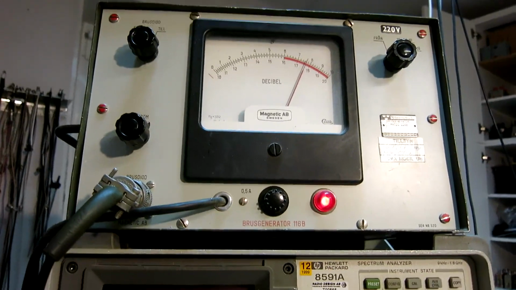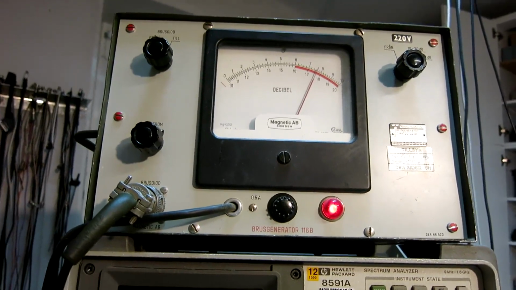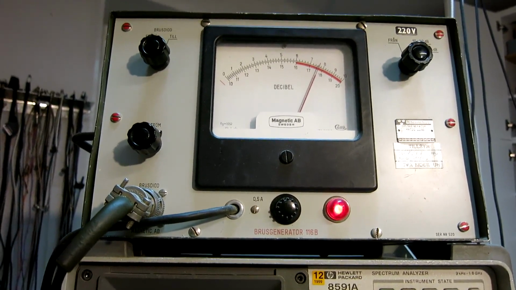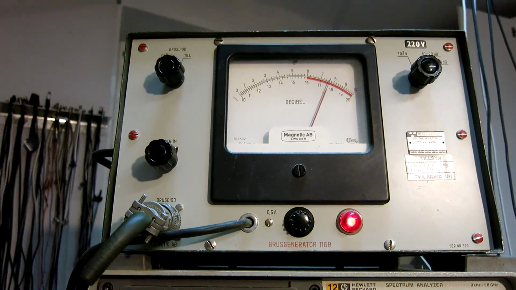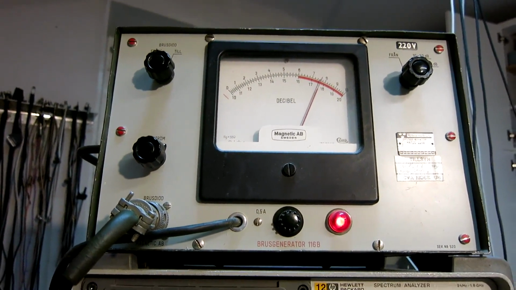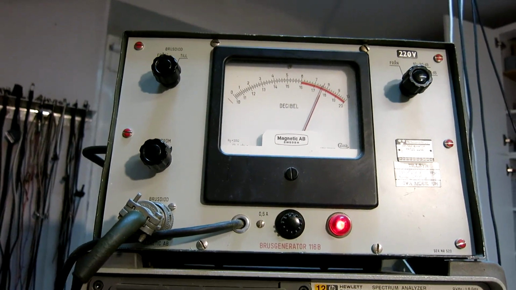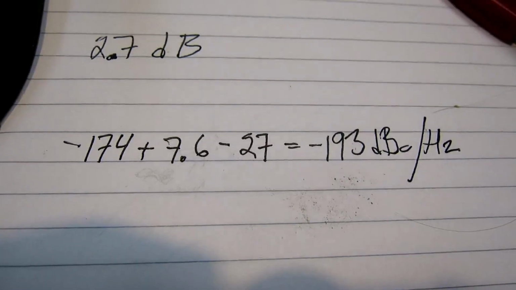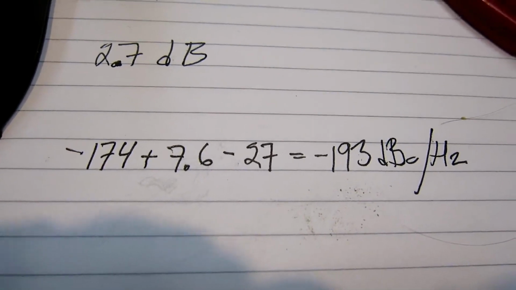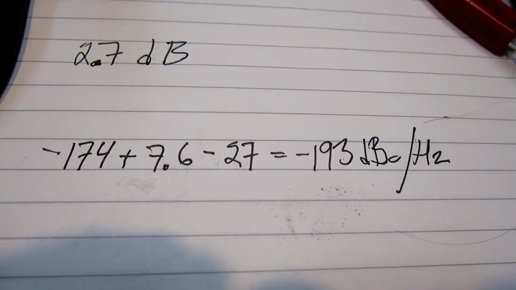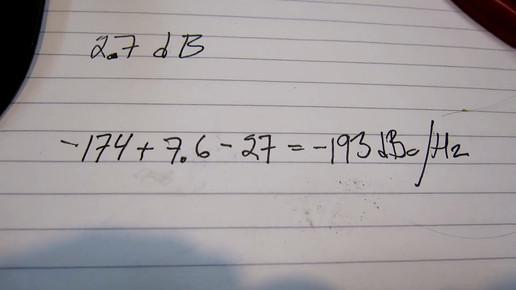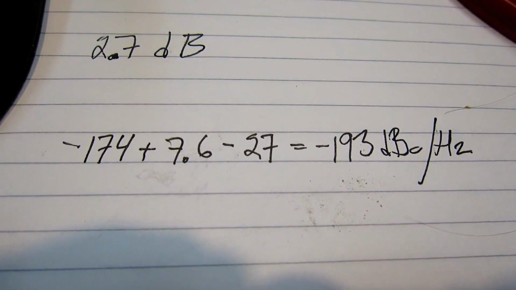That means that the noise floor of the sideband noise is 7.6 decibels above minus 174 dBm per hertz. That gives me a sideband noise level of minus 193 dBc per hertz.